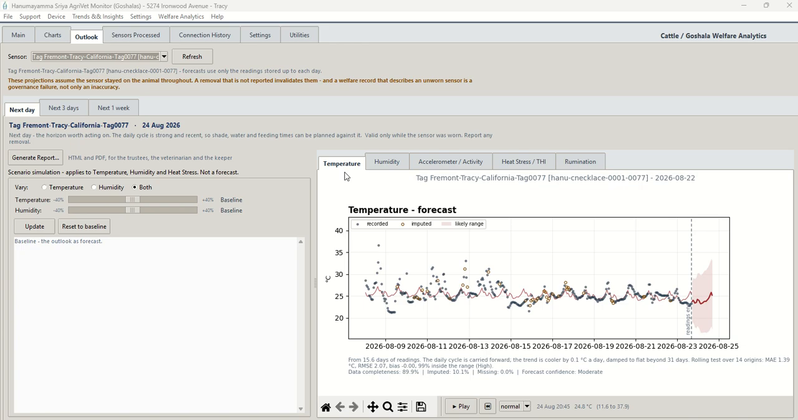Shriya AgriVet Monitor is a welfare first monitoring system. It continuously measures temperature, humidity, movement, rumination, and activity. It forecasts environmental conditions, simulates extreme scenarios, and highlights departures from an animal's usual pattern. Everything is built for real shelters. All we need is simple laptops, internet connectivity, and high welfare stakes. Data integrity is strict. Nothing is cleared from the sensor until it's safely uploaded. And every forecast is logged in an append only audit trail so veterinarians and trustees can trust the records.